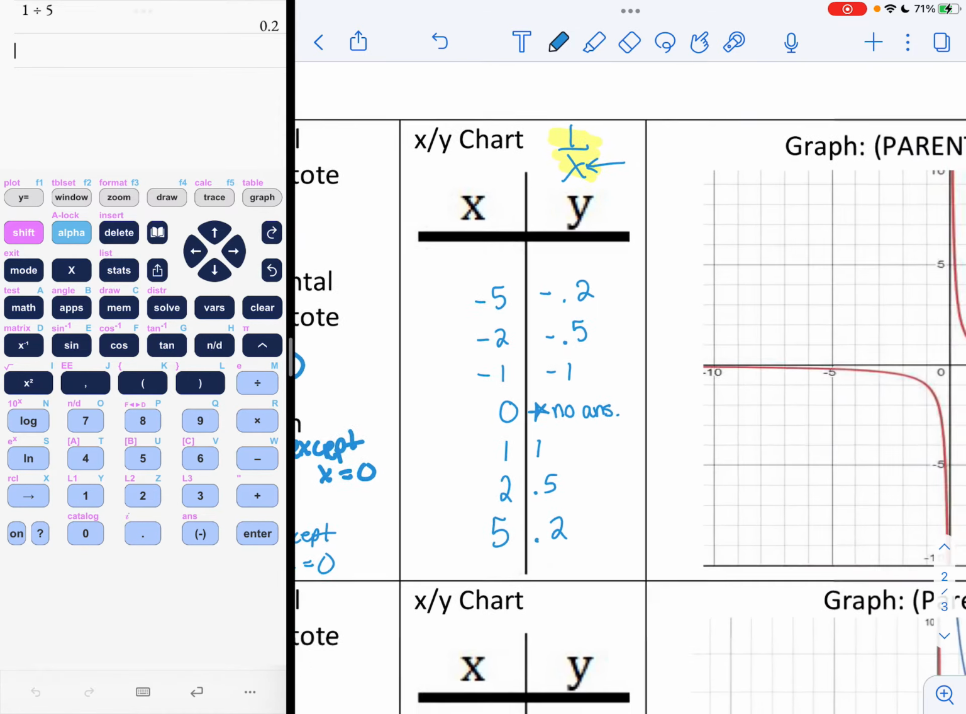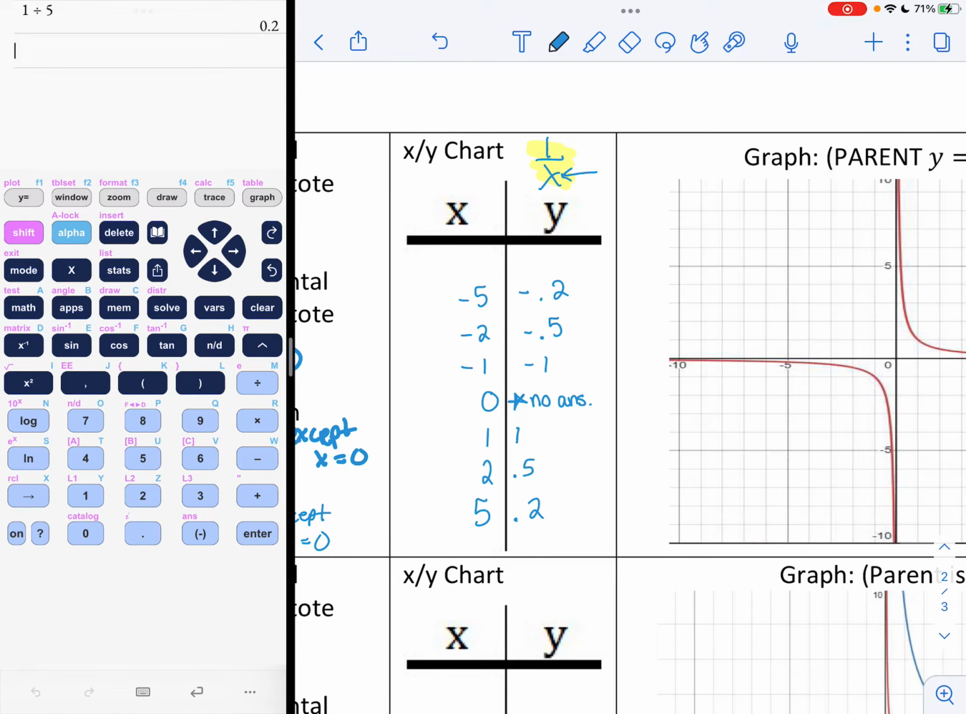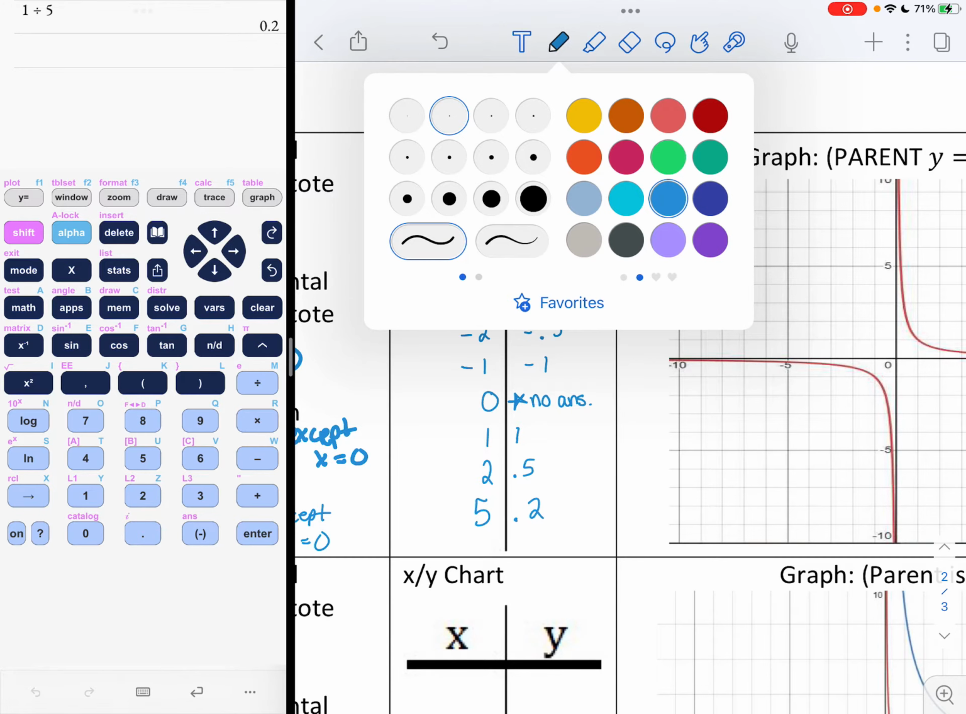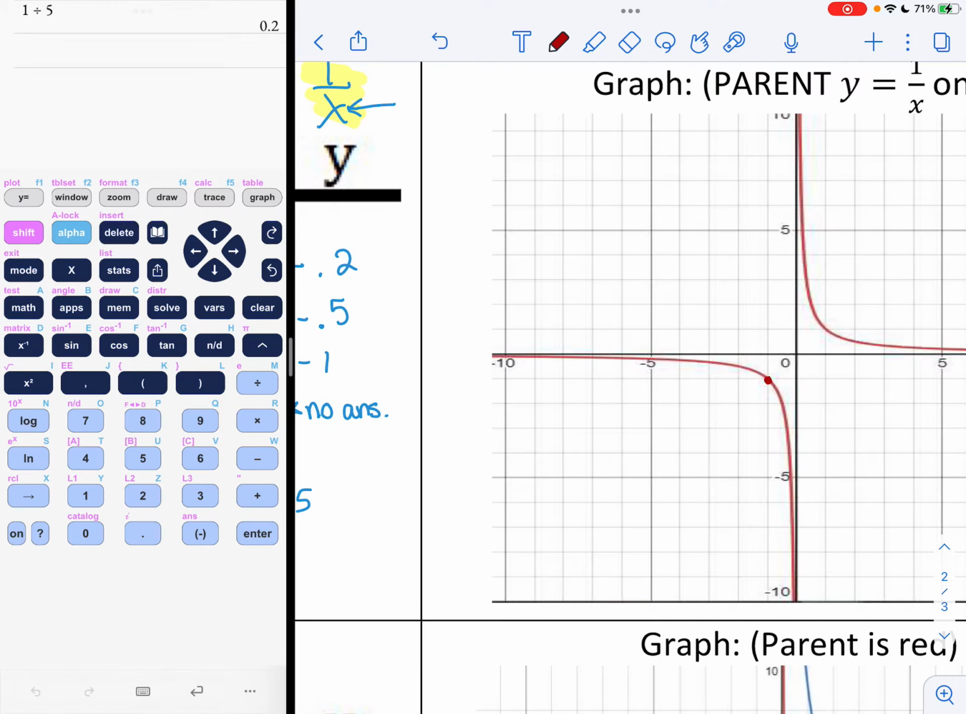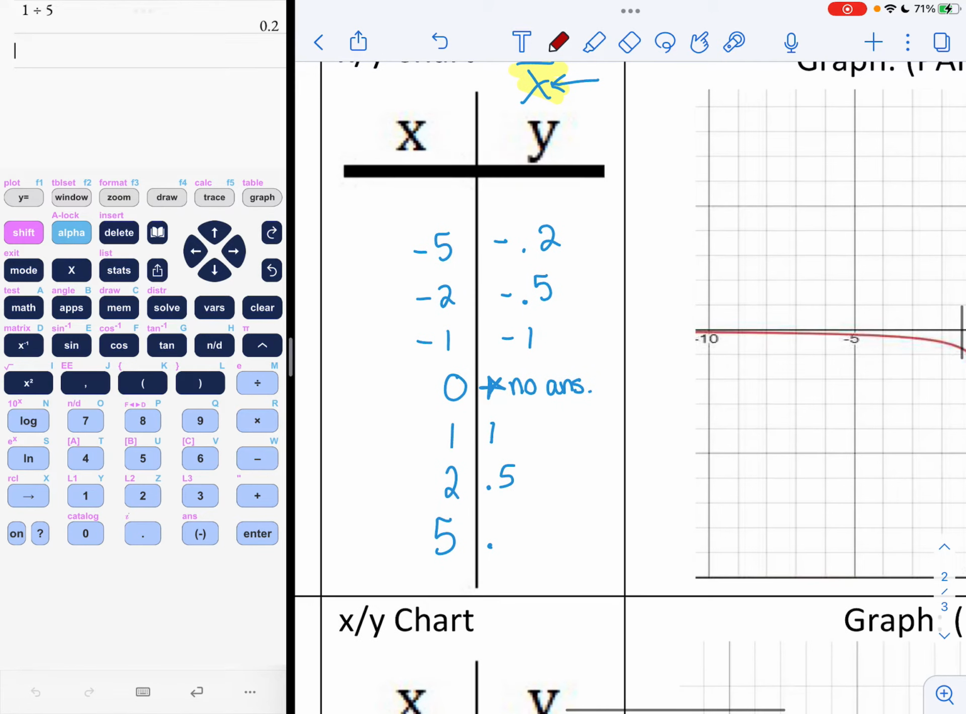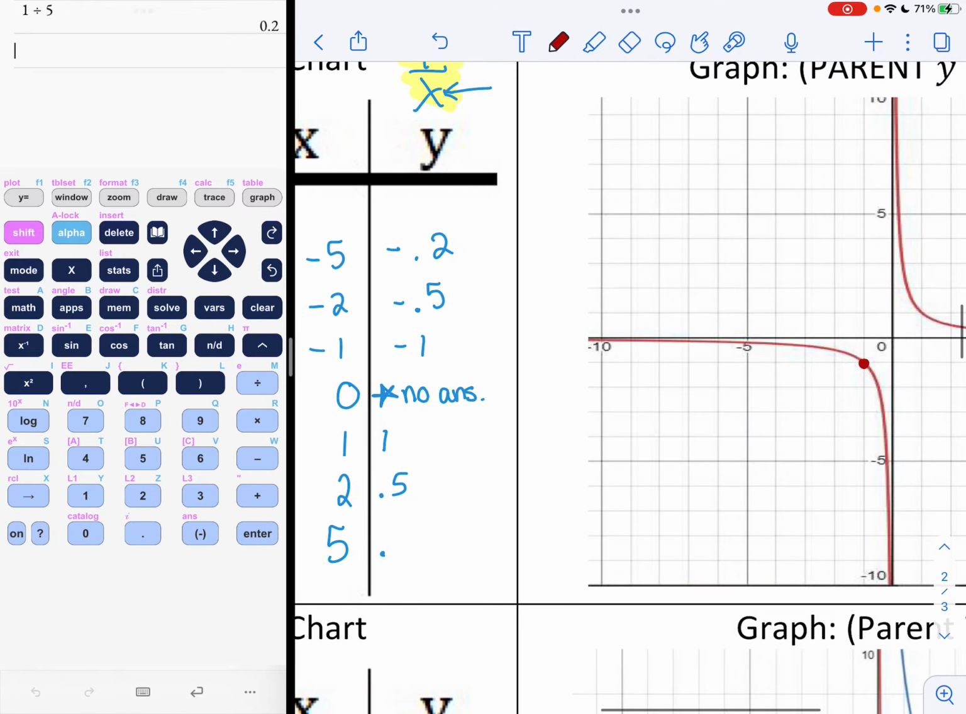So if you look at this graph that I had Desmos do for us, sure enough, if I try to match the colors here, you can see how -1 and -1 is a point. You can see how -5 and -0.2 is a point. You can see how 2 and 0.5 is a point. Let's see, 1, 1, there it is.